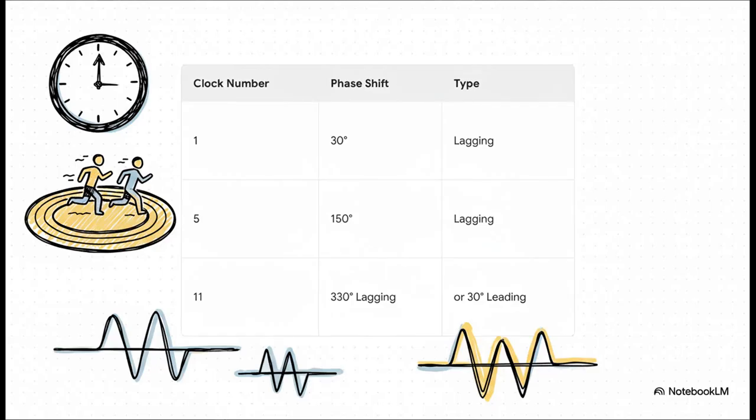So here's the crucial part, how we read this clock. The number in the vector group tells you where the hour hand is. You just multiply that number by 30 degrees to get the phase shift. So, for example, the number 1 means a 30-degree shift, the number 5 means a 150-degree shift. And what about 11? Well, that's 330 degrees. We usually say the secondary voltage is lagging behind the primary, but what's really interesting is that a 330-degree lag is the exact same thing as a 30-degree lead. Think about two runners on a circular track. Being 330 meters behind is the same as being 30 meters ahead.